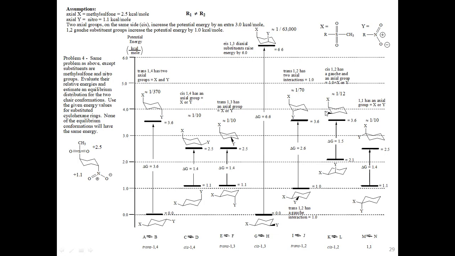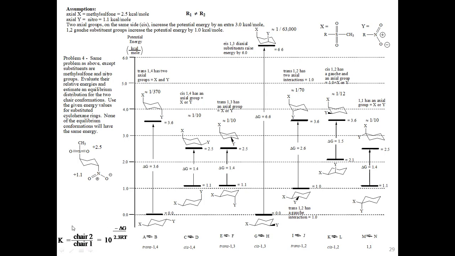So that's going to cost us an extra 1.1. That'll be 3.6 minus 2.1, the difference will be 1.5, and that's what you would calculate the ratio with. Notice on the trans, they're gauche when they're equatorial, but they're anti, so I don't have to worry about that gauche energy of 1.0 here. So on the 1,2 conformations, you do have to worry about the gauche. And this is 1,1, so they're not going to interfere with each other because they're on the same carbon.